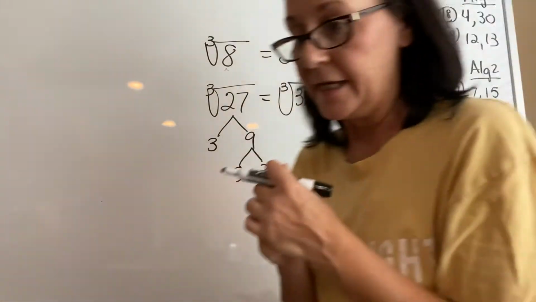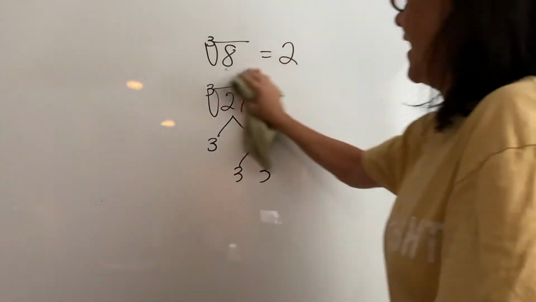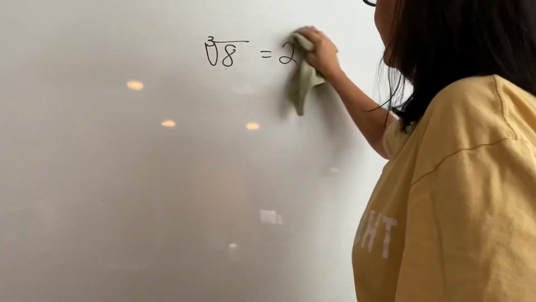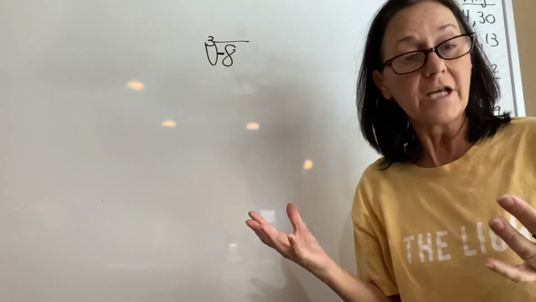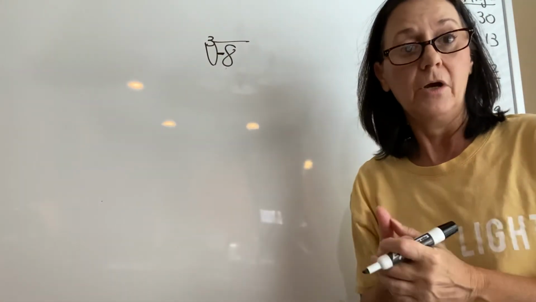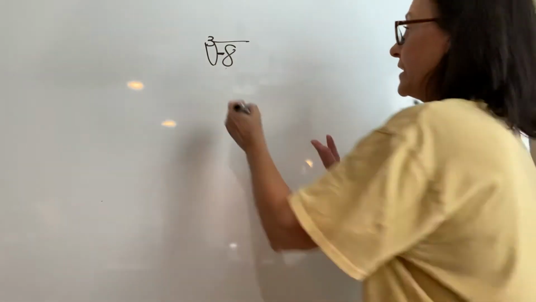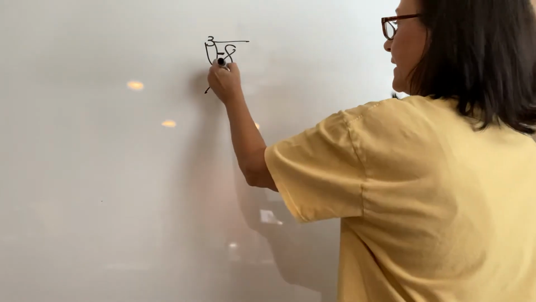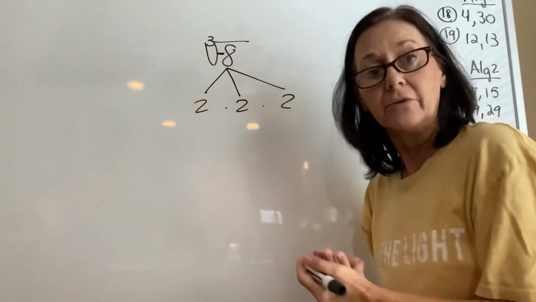All right, number 13. The cube root of negative 8. Now it's asking what times itself 3 times will give me negative 8. So I need 3 negatives in order for it to be a negative. We already said 8 is 2 times 2 times 2.